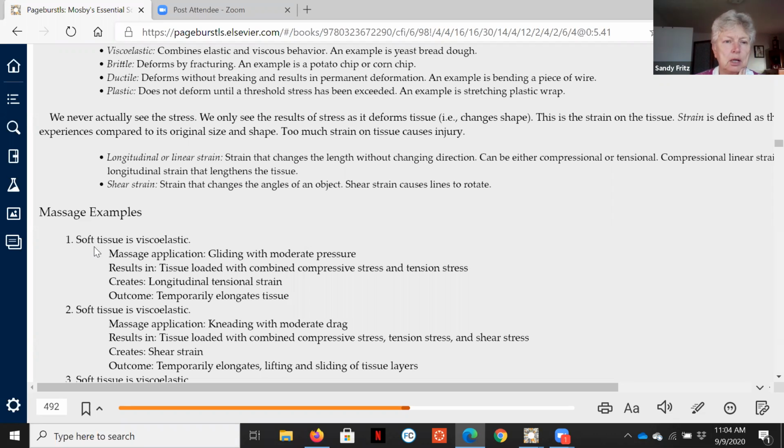And so if we have a massage application of gliding with moderate pressure, that results in tissue loaded with combined compressive stress and tension stress. And that creates a longitudinal tensional strain, which then the outcome temporarily elongates the tissue, to what extent there's a give in that tissue.